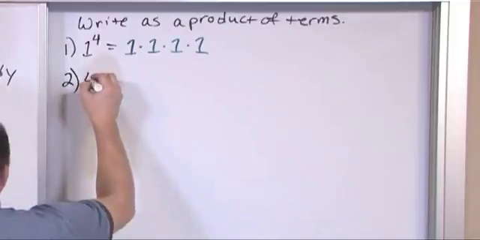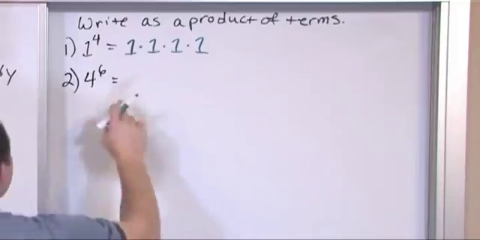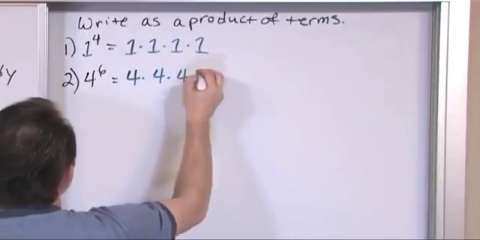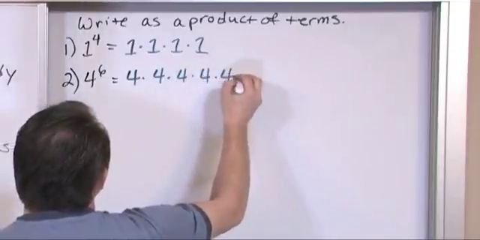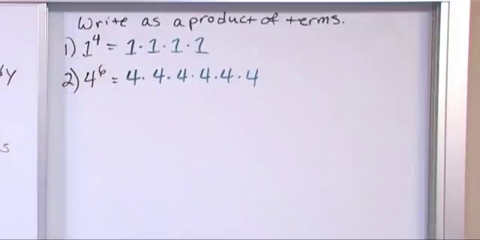Okay, what if you have 4 raised to the power of 6? How would you write that out? Well, this is the base, so it's 4 times 4 times 4 times 4 times 4 and times 4. 1, 2, 3, 4, 5, 6, because I've got a 6 in the exponent. That's telling me how many times to do that multiplication.